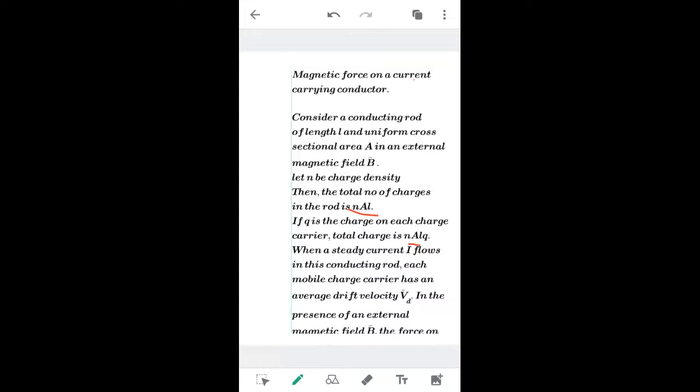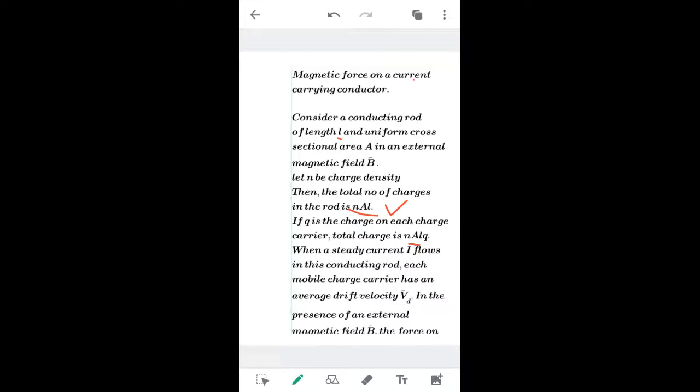I'll repeat it again. Let us take a conductor of length L and uniform cross-section area A, and that rod is placed in an external magnetic field B vector, and n is the charge density. Therefore the total number of charges in the rod will be nAL. Now q is the charge on the charge carrier, so the total charge will be nALq.